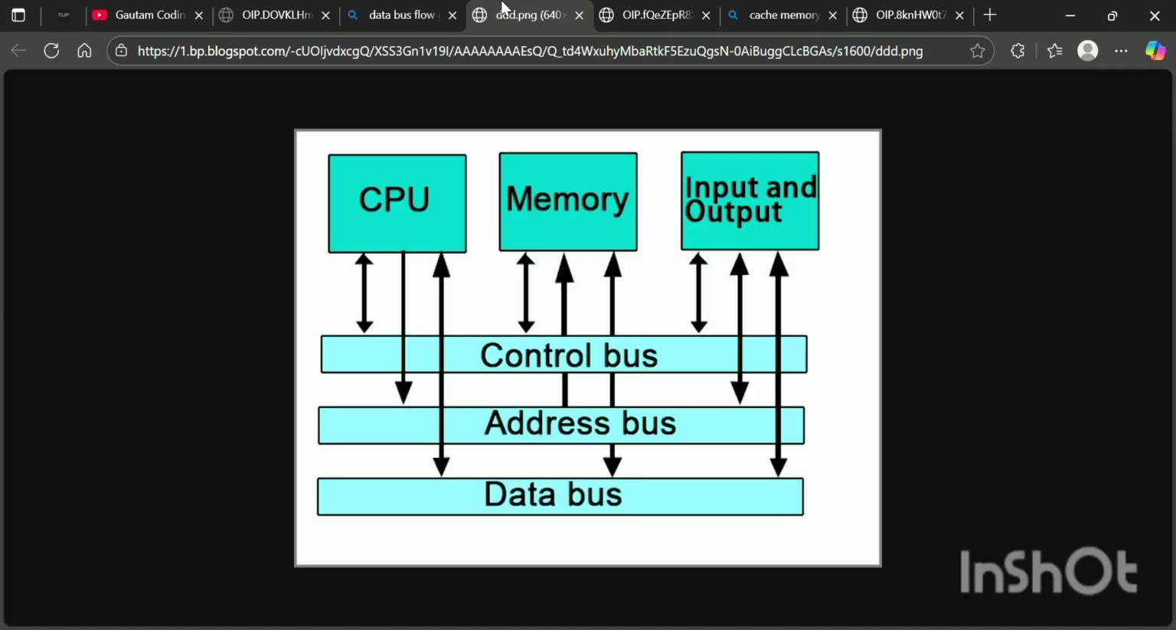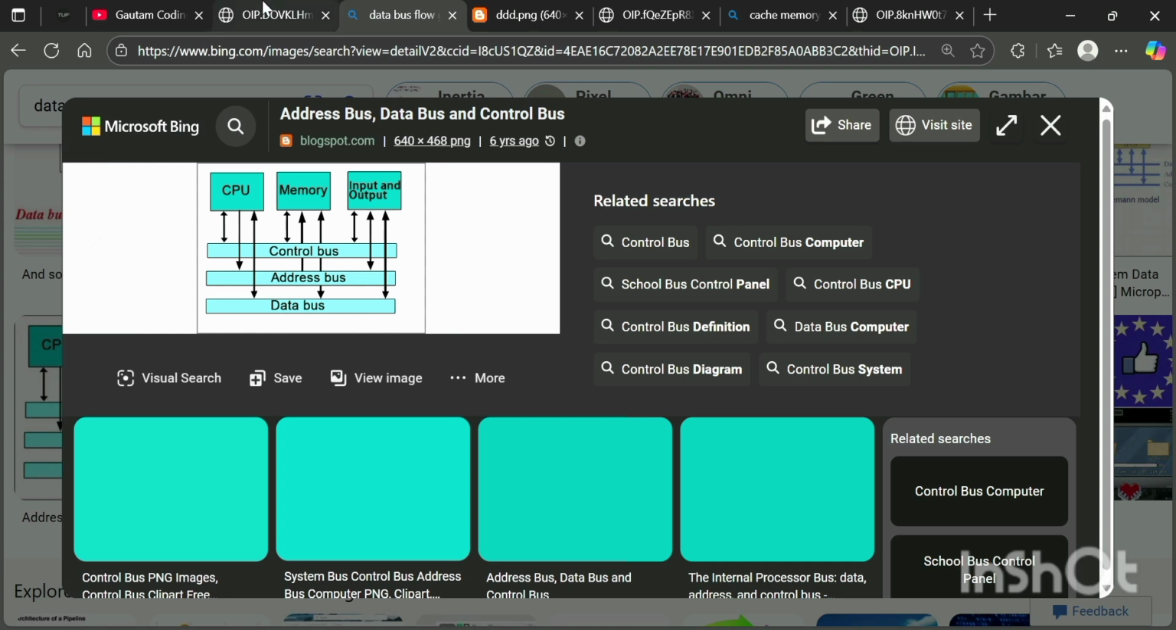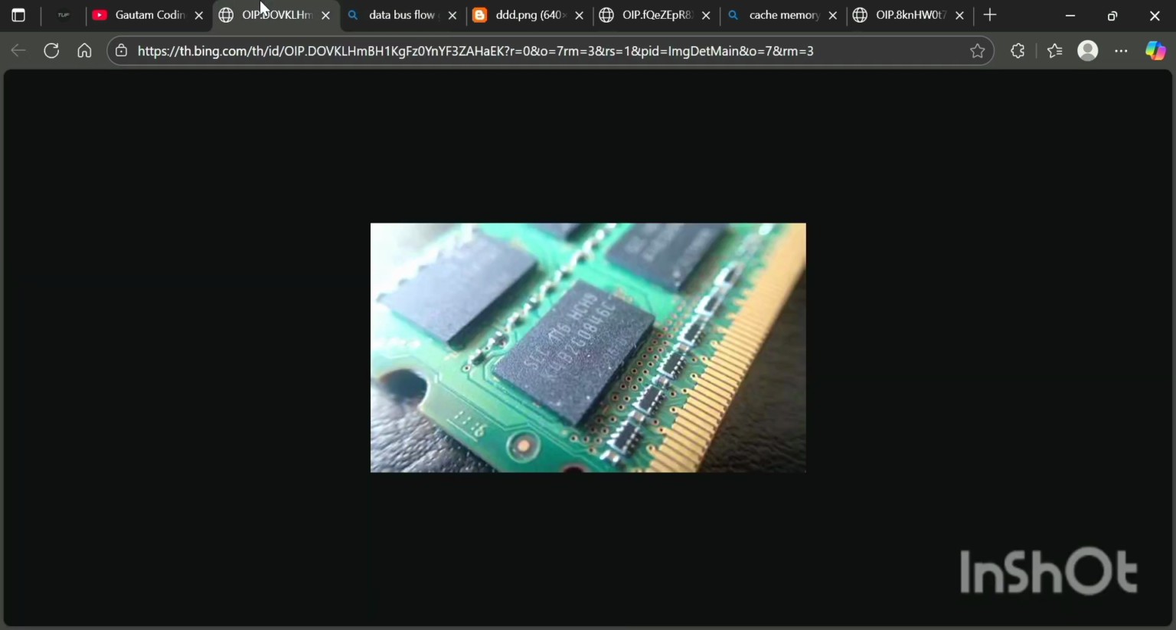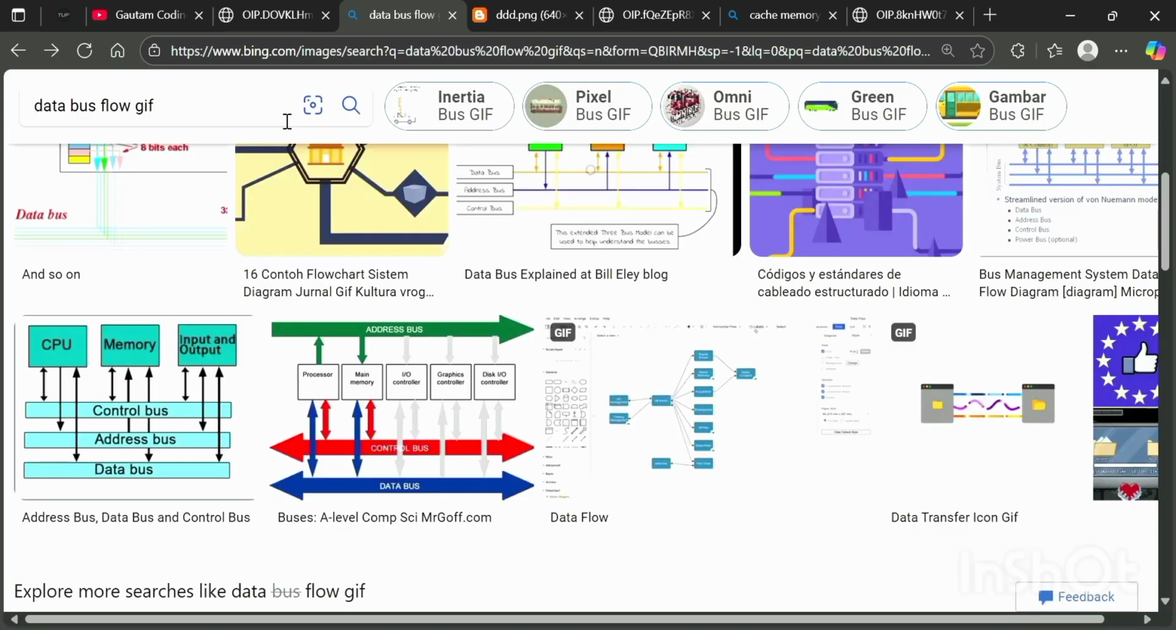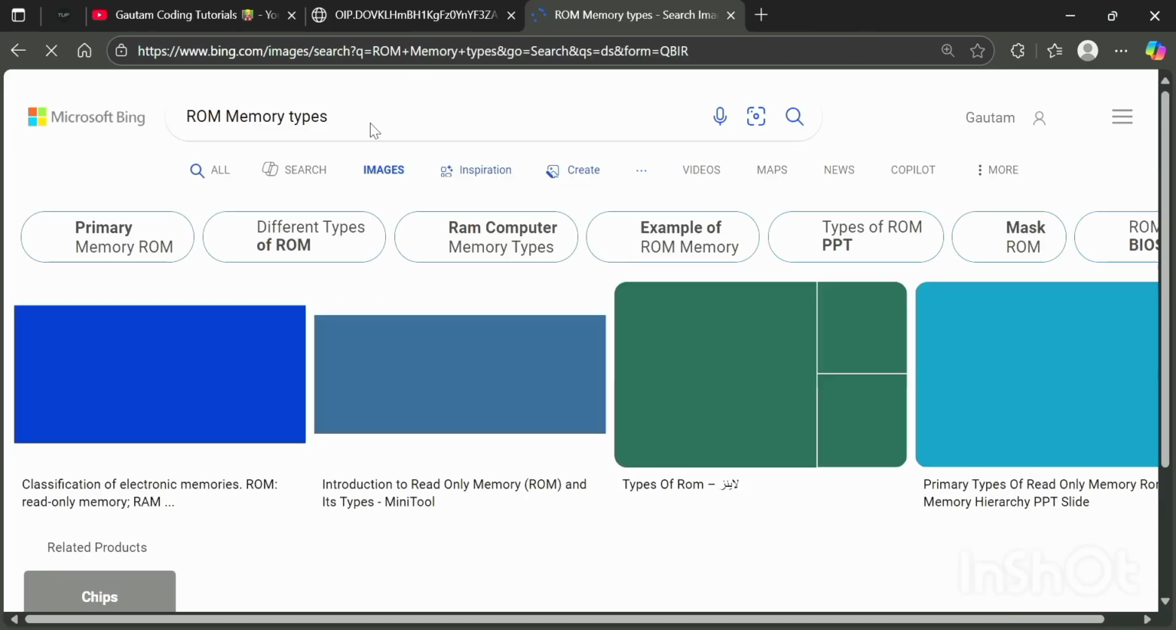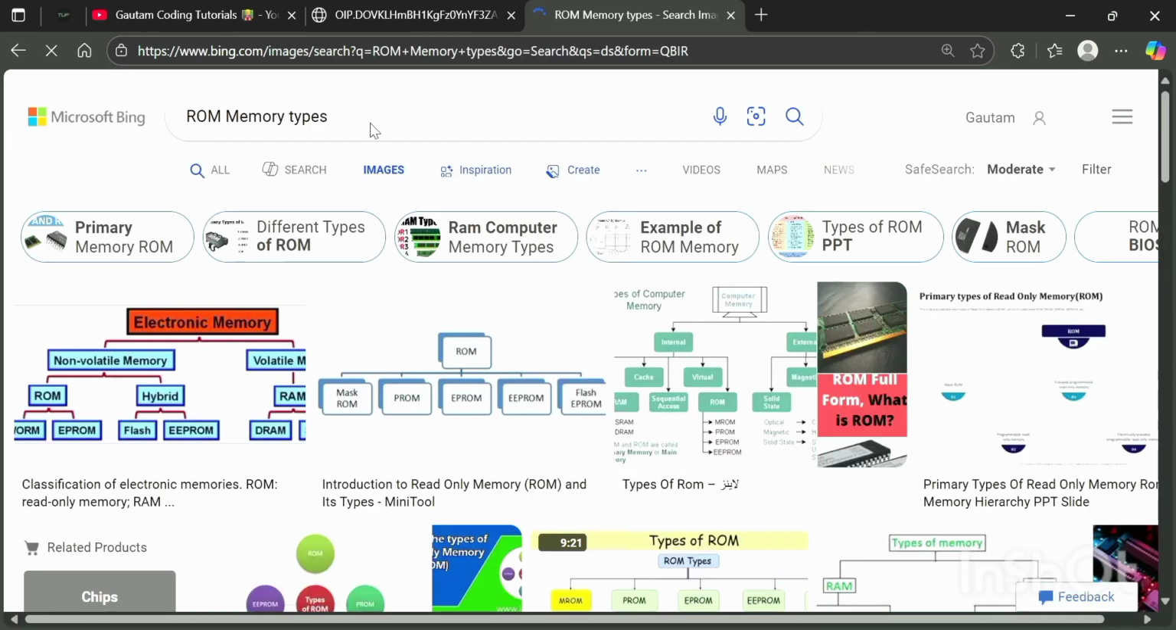Now let's start. First of all, the CPU places an address on the address bus, sends a read or write signal via the control bus, and data is transferred via the data bus depending on the operation. Now let's explore the computer memory types. There are mainly primary memory, secondary memory, and cache memory.